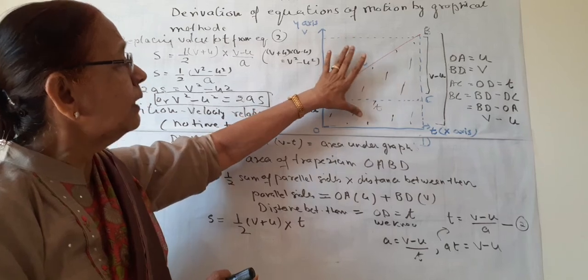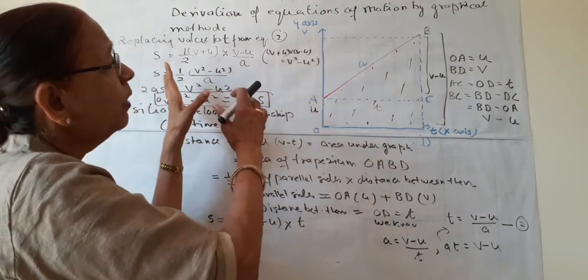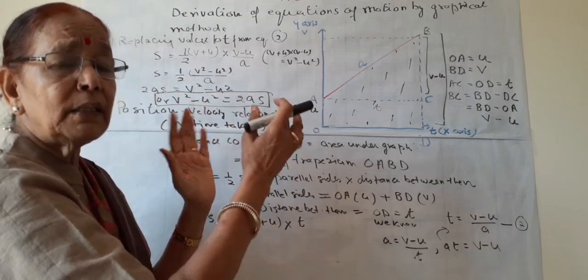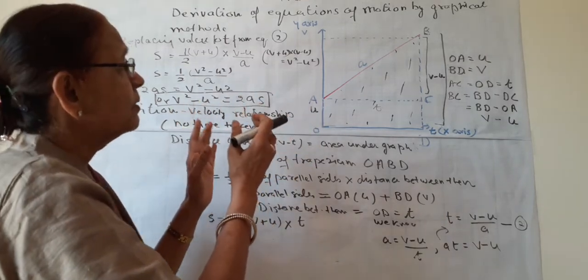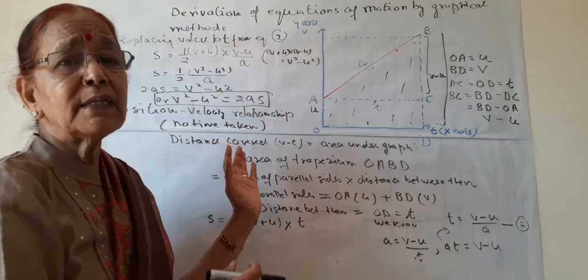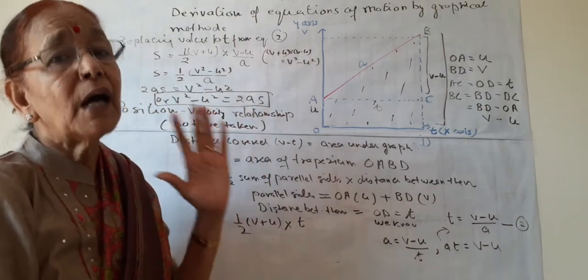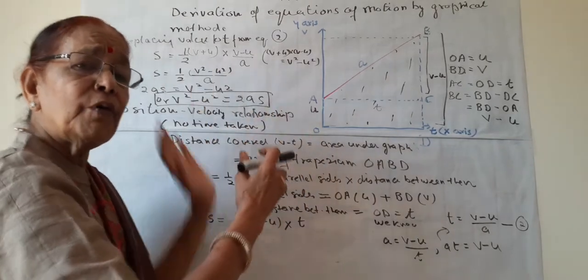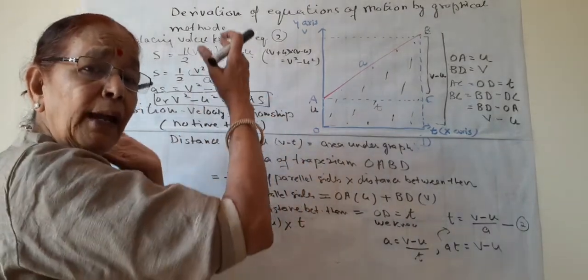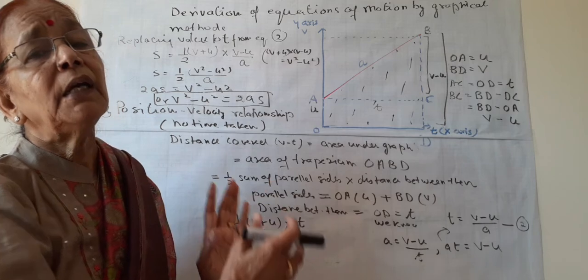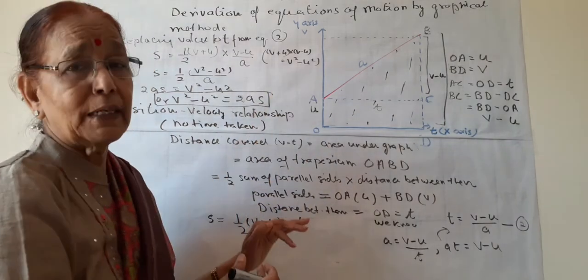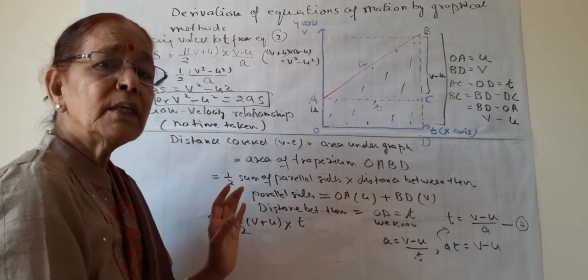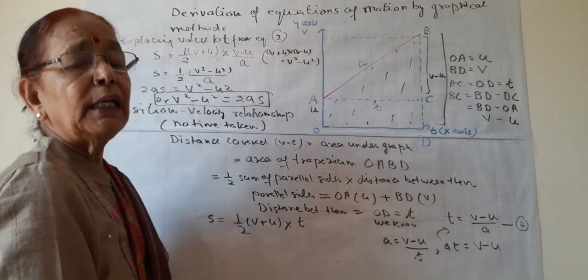So make this graph separately for all the three equations, because in the exam it may be possible that any one of these three is asked. So draw this VT graph separately for all the three equations and try to derive them in your notebook separately, and we will do some numericals based on these equations in the next video.